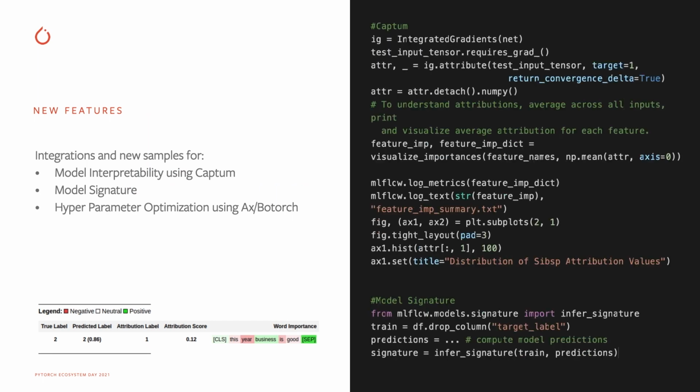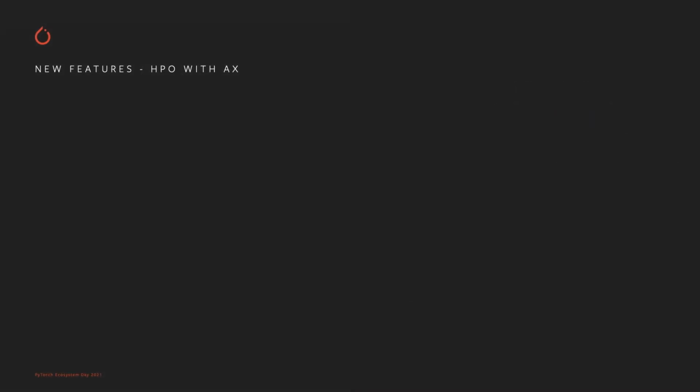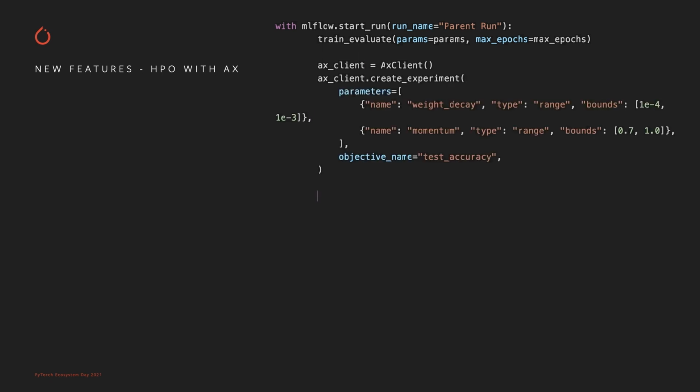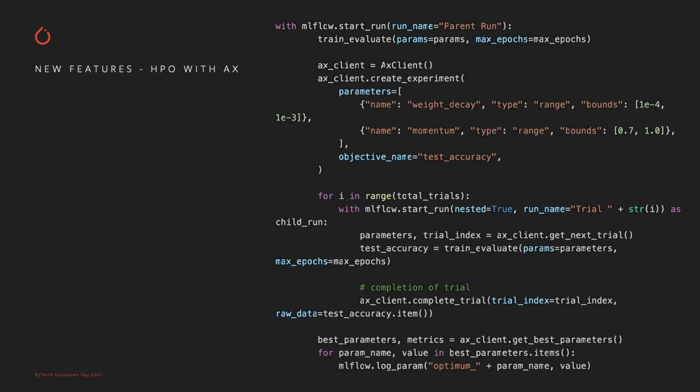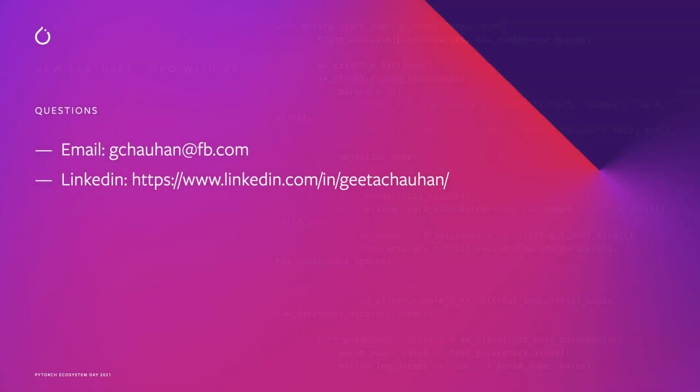Now we are adding new features for support for Captum for model interpretability, support for model signature verification, and hyperparameter optimization using Ax and PyTorch. So the code that you see here at the top is for Captum integration, and you see the visualization at the bottom. And then the code at the bottom right is for the model signature. So this, if you want to do signature verification when your model predictions are being run, you can do that now with MLflow. And this here is what the code example looks like for hyperparameter optimization integration with Ax and PyTorch for best parameter search.